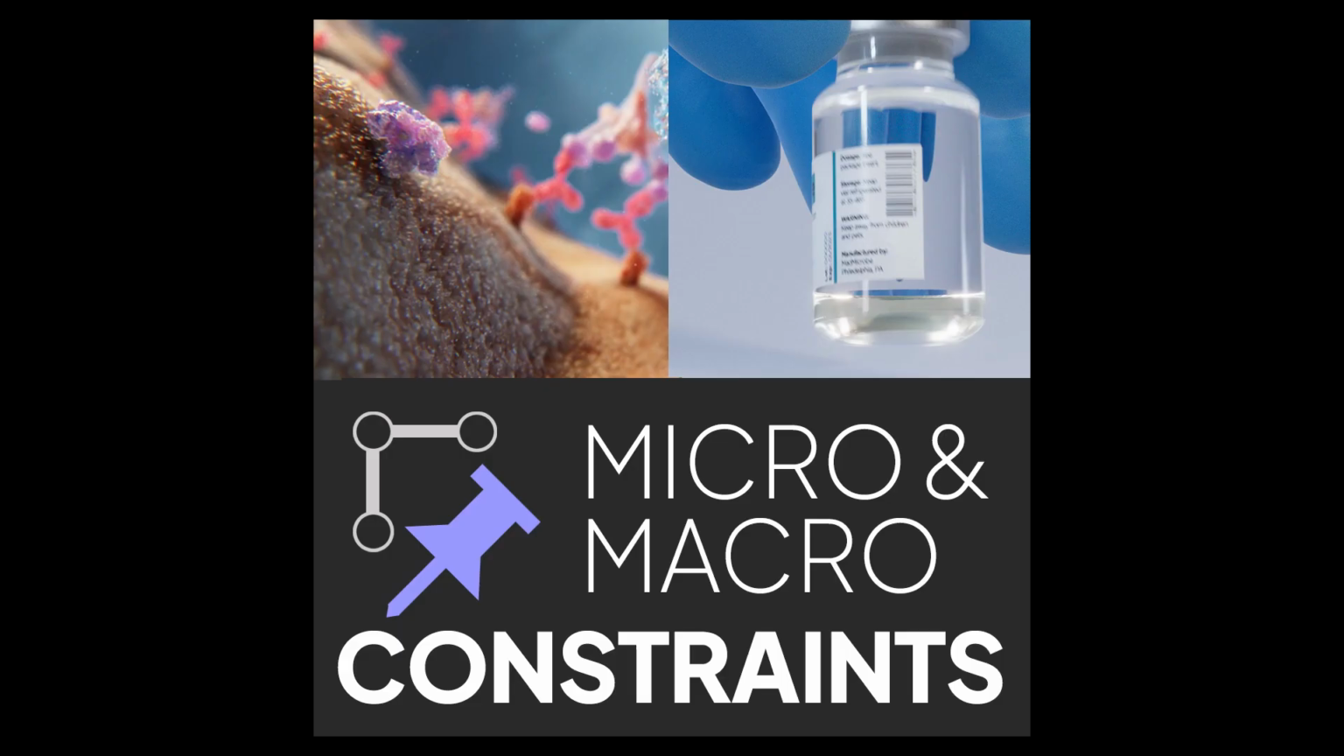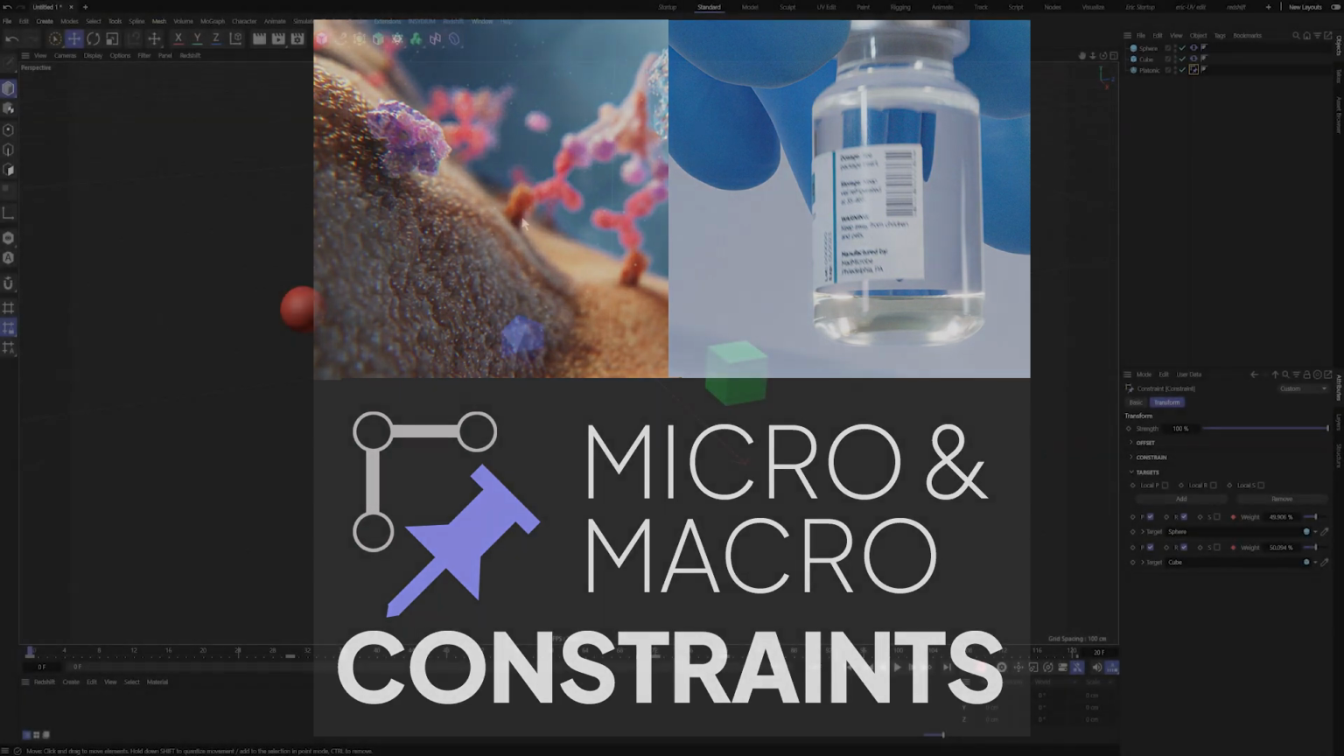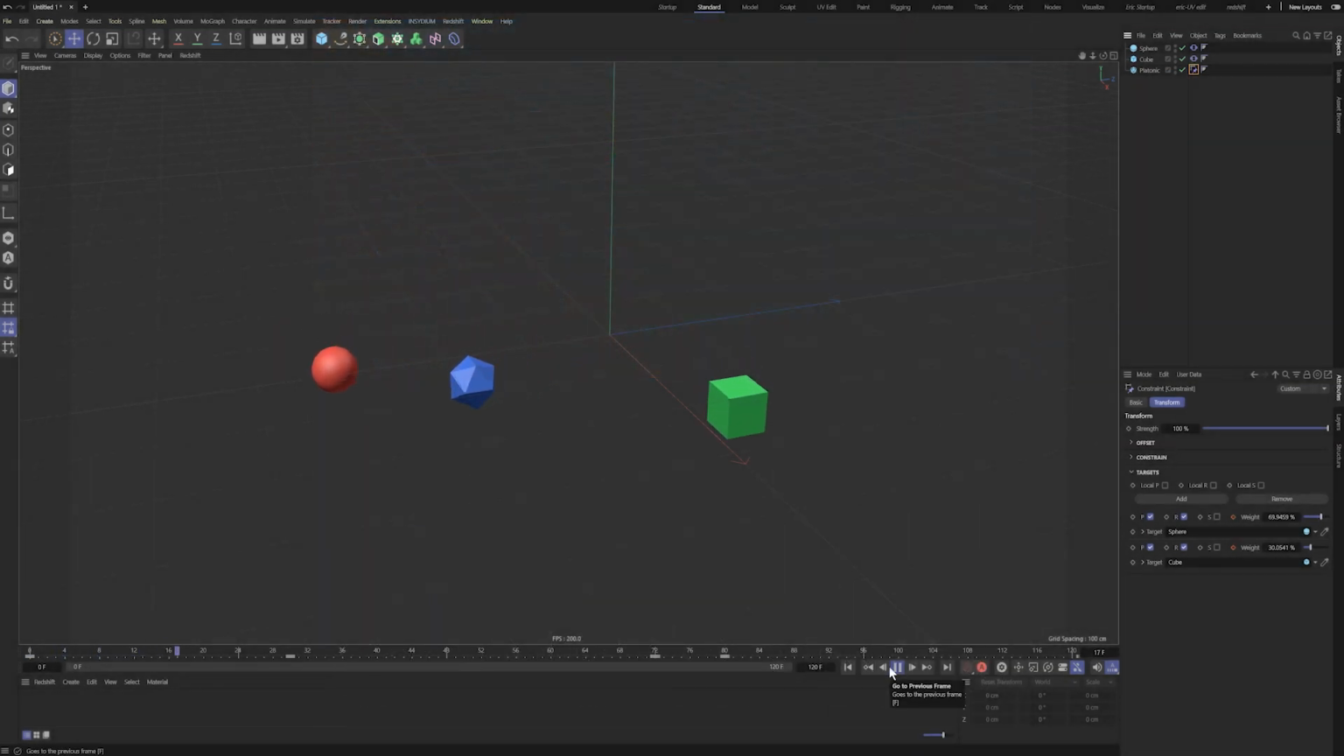So today what I want to talk about is something somewhat simple, but also something very powerful, and that's the use of constraints. Constraints is a technique of sticking one object to another, or getting things to bind to one another without them being directly related, like in a parent-child relationship.